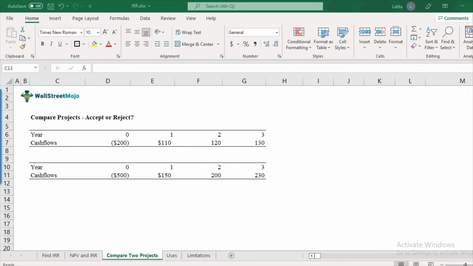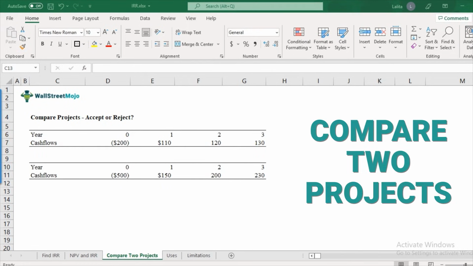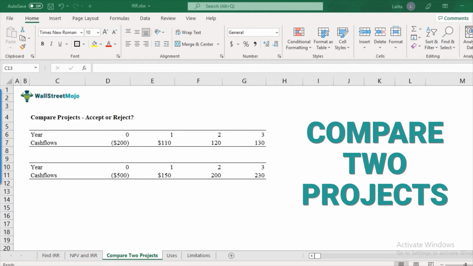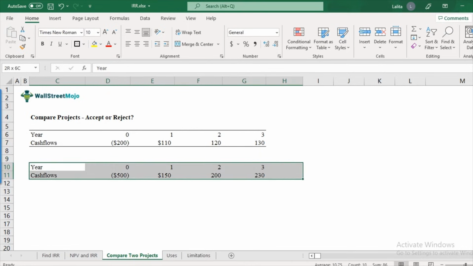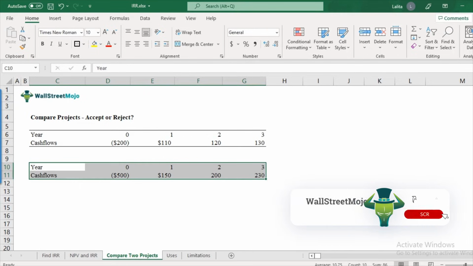IRR is super useful in capital budgeting when you're comparing two projects, or if you want to see which project to accept or reject. IRR is something that you must do. Okay, so let's look at this example here. We have the first one as the same example which we have been running throughout this video, and I've just hypothetically created another example as well for simplicity's sake.